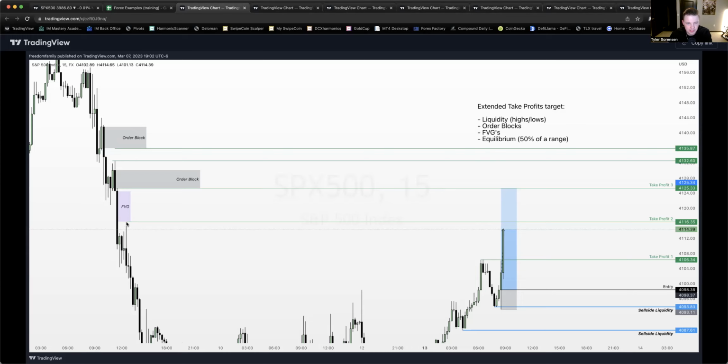So like TP2 would be this high right here, which is also lining up with a fair value gap. So that's an amazing take profit level because you got a couple in one. You got liquidity and fair value gap. Take profit 3, you have liquidity above this high, but then you also have this order block that we're running into, right? So boom, there's TP3. And then I marked up other levels that you could, if you were really wanting to hold on to this thing.